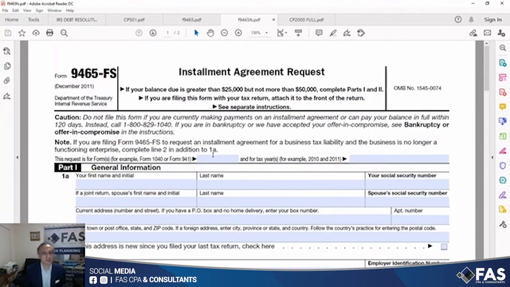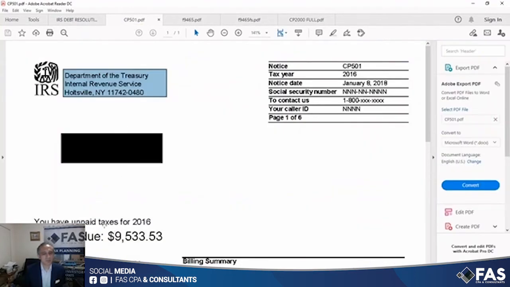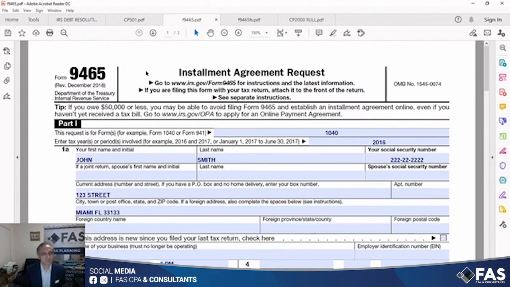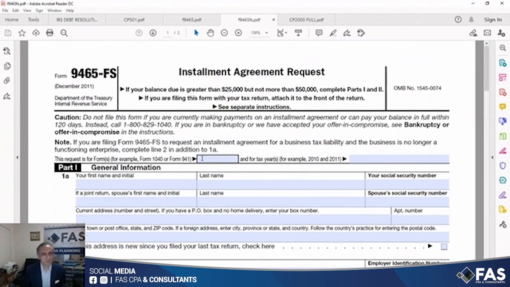So in this case, we're going to use the same information from a previous letter, CP501, but in this case, we're going to do a $29,000 debt. So same information about this form. At the beginning, this is 1040, and the year is 2016. This goes the same.